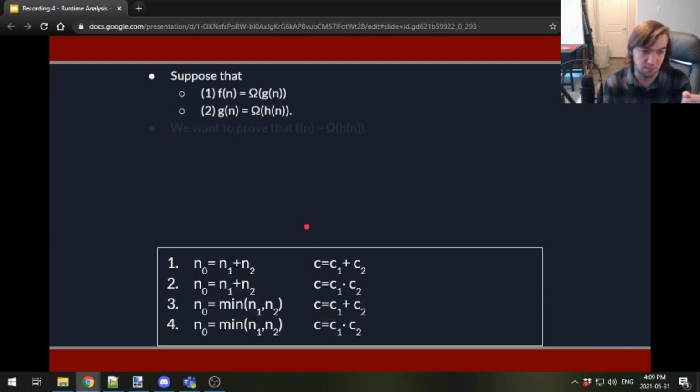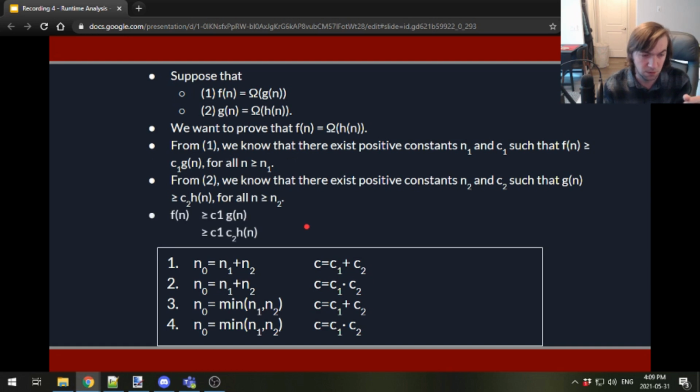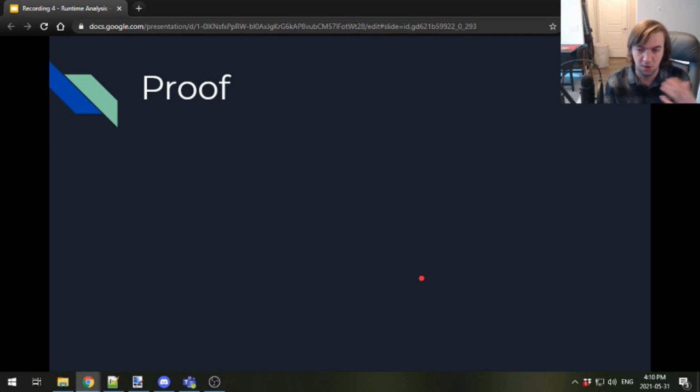Suppose that we have all that. Which of the following completes the proof? We choose our n0 to be n1 plus n2 and our c to be c1 plus c2; our n0 to be n1 plus n2, our c to be c1 times c2; n0 to be the minimum of n1 or n2, and c to be the summation; or n0 to be the minimum of n1, n2, and c to be the multiplication, c1 times c2.